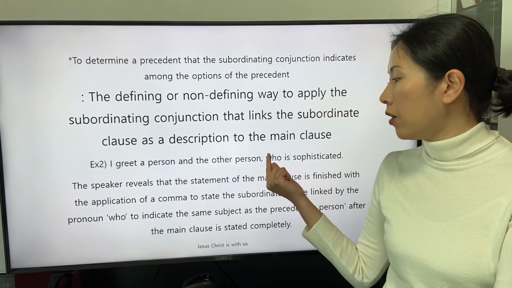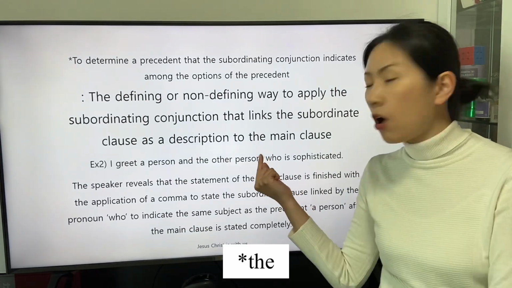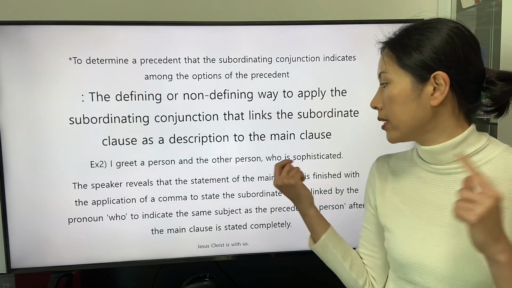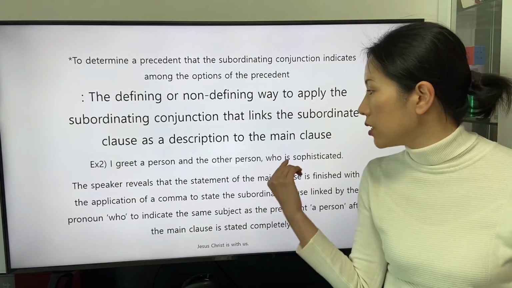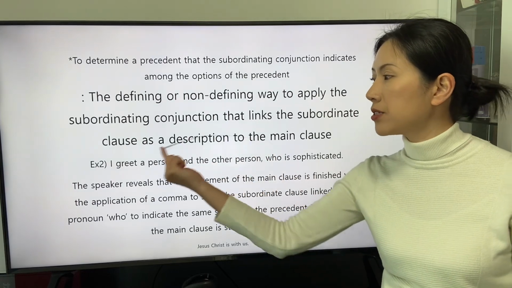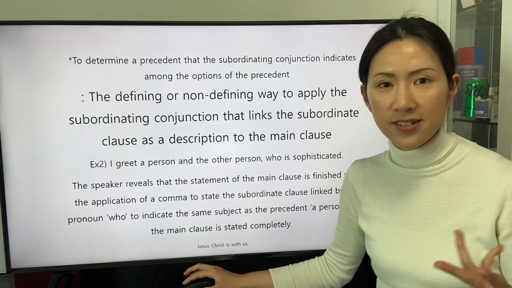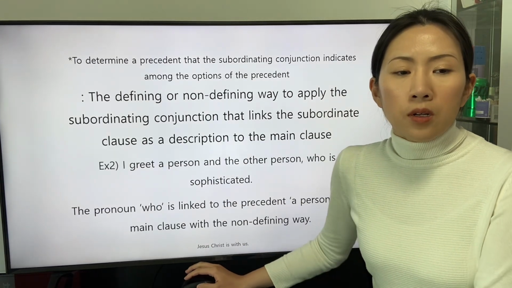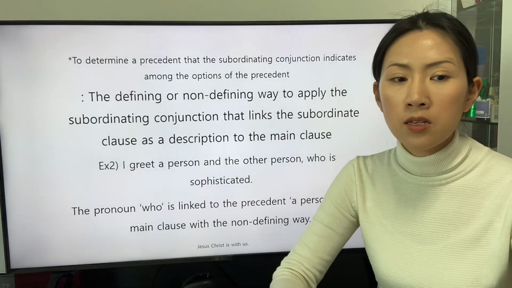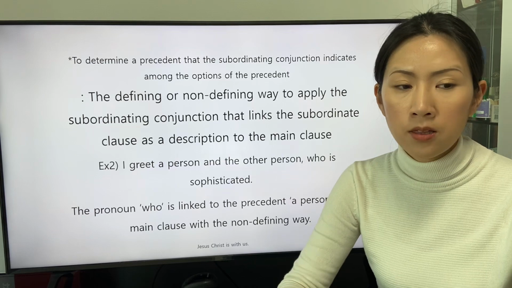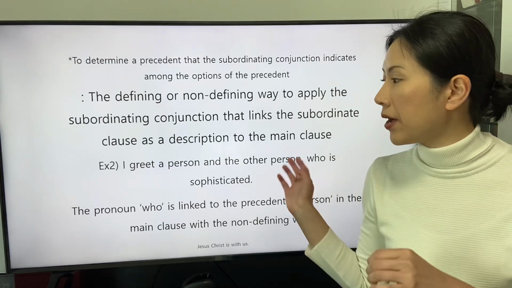Because of the punctuation mark comma, and the form of the be verb is, it reveals that the pronoun who indicates the precedent a person. The pronoun who is linked to the precedent a person in the main clause with the non-defining way.